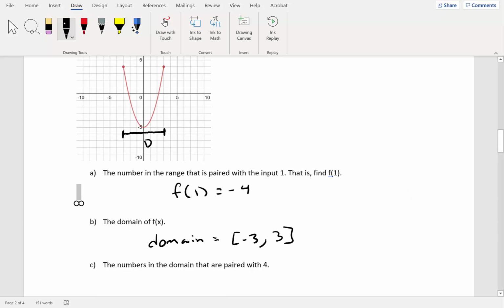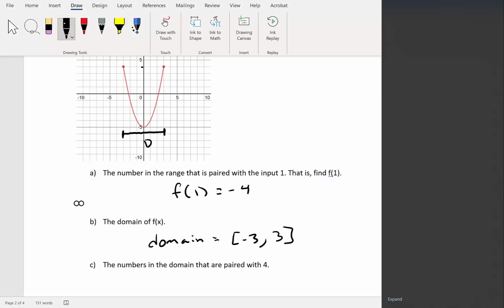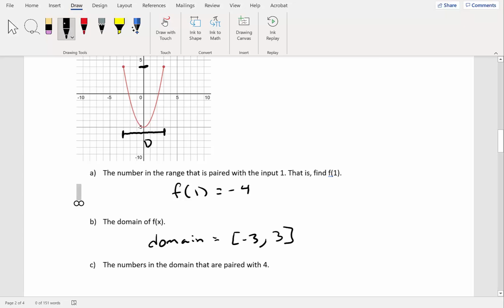Next it's saying the numbers in the domain that are paired with 4. When it's referring to the numbers in the domain, what we want to do is figure out what our x values are when y is equal to 4. So let's take a look at when y is 4, which is right over here. We have to figure out what those x values are. So we have this point, we have the x value 3. And we also have this point over here, which is negative 3.